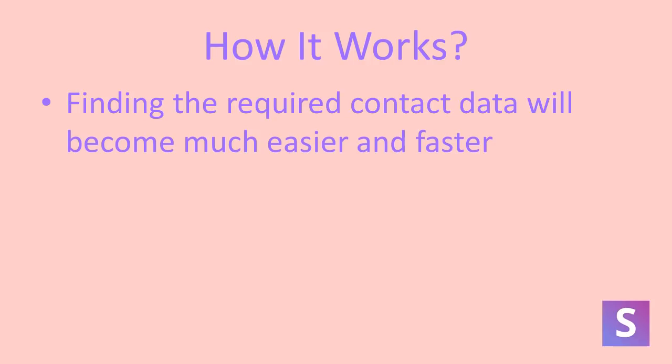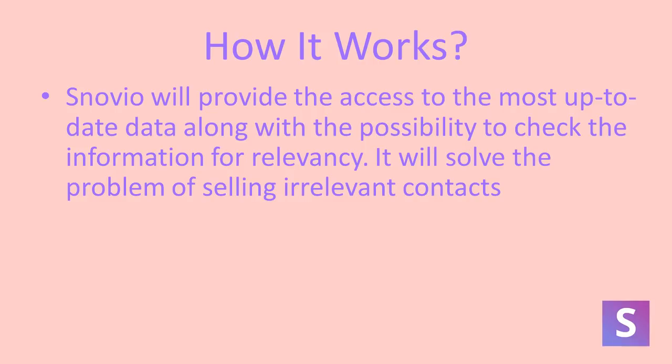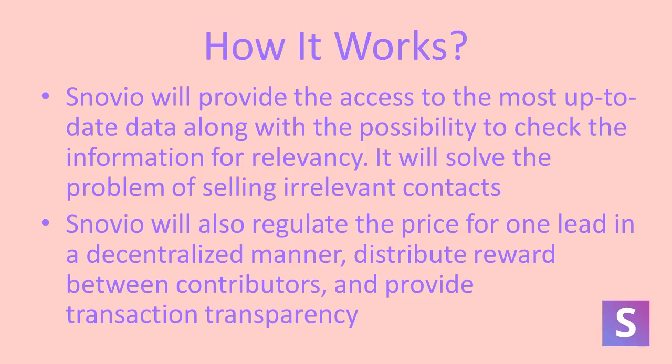So finding the required contact data will become much easier and faster. Clients will also be able to find even the most specific groups of people according to any complex criteria, so searches will be more accurate and therefore better. Snovio will provide access to the most up-to-date data along with the possibility to check the information for relevancy. It will solve the problem of selling irrelevant contacts. So this is very important because if you're targeting the wrong kind of people, you're not going to generate the leads that you require. Snovio will also regulate the price for one lead in a decentralized manner, distribute rewards between contributors and provide transaction transparency. It will all be on the blockchain, so you'll be able to see exactly what's going on.